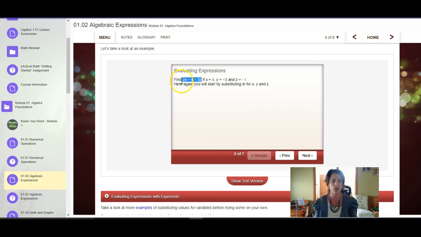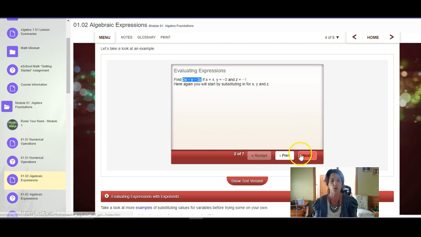So here's your expression. Again, an expression does not have an equal sign in it. You're going to be substituting in x equals 4, y equals -3, and z equals -1. You're going to have a couple problems like this on your assignment. You have to be really careful with those negatives. For example, minusing y means I'm actually minusing a -3, okay?